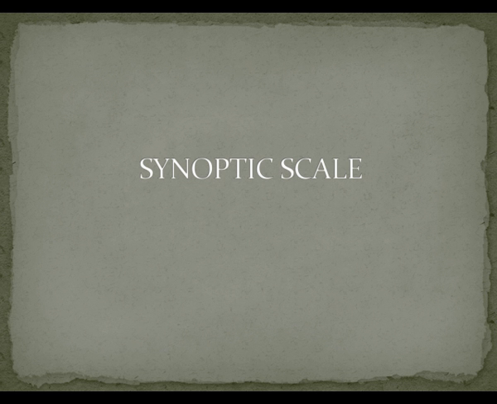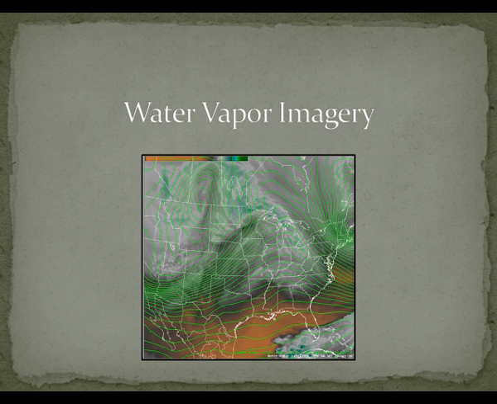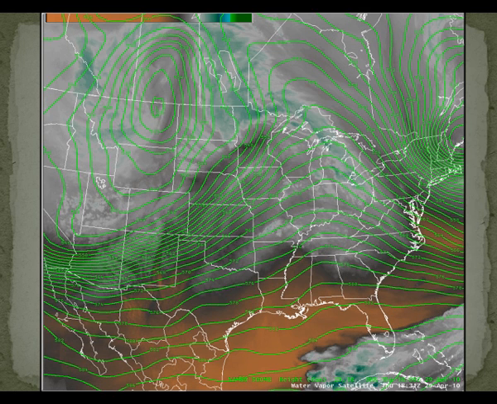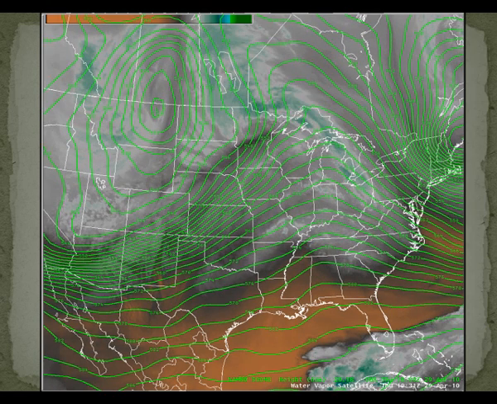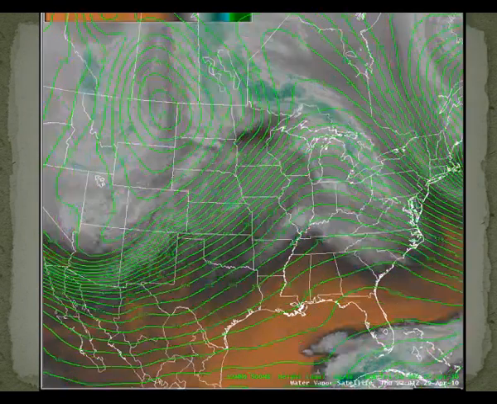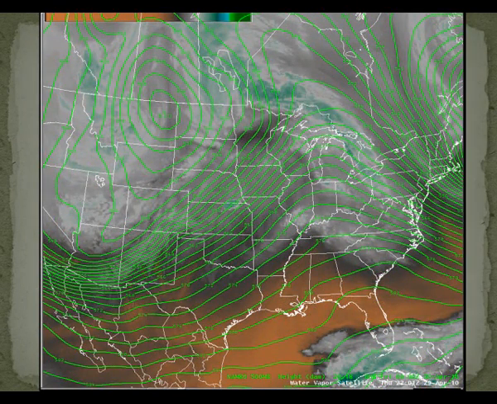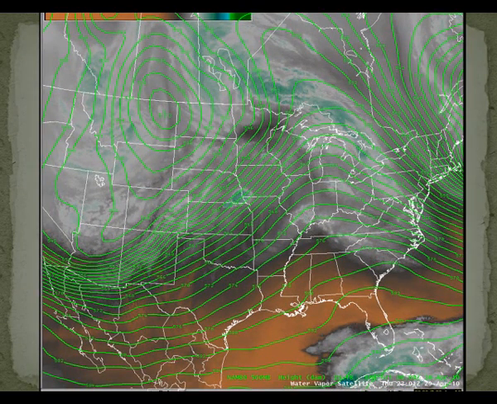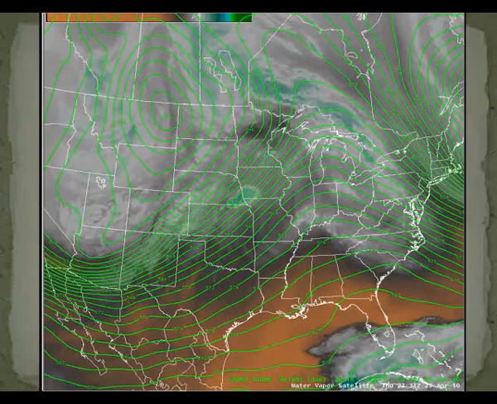Taking a look at the synoptic scale setup, we will begin with the water vapor imagery. Taking a look at the water vapor imagery along with the NAM 80 500 millibar pressure heights, we can see a fairly potent mid to upper level wave over the eastern Montana plains. Over the southern and central plains, strong southwest flow aloft is present with a couple lobes of energy apparent in the 500 millibar pressure field.